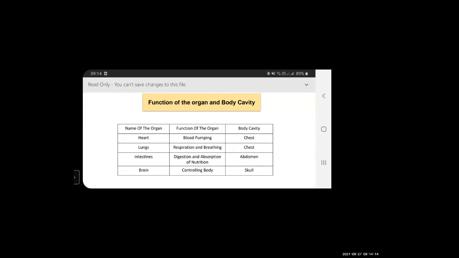What does the heart do? With each and every heartbeat, it pumps the blood, and pure and impure blood is pumped from the heart. Now, after that, we have the lungs.